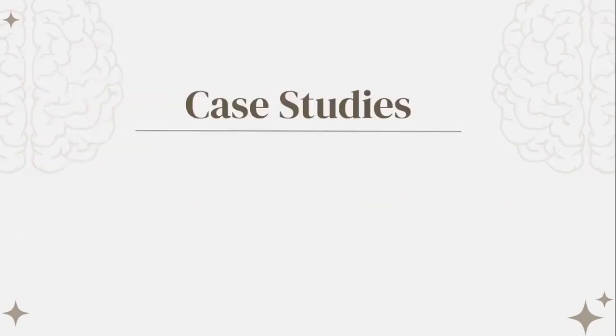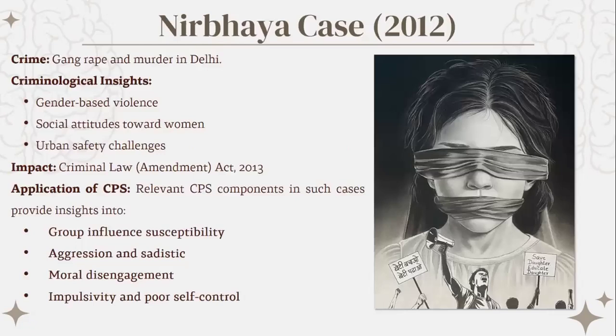Some case studies. Next. You know the Nirbhaya case, the gang rape and murder in Delhi. What was the criminological insight? Gender-based violence, social attitudes towards women, and urban safety challenges. So the application of CPS is group influence susceptibility, aggression and sadistic attitude, moral disengagement, and impulsivity and poor self-control.